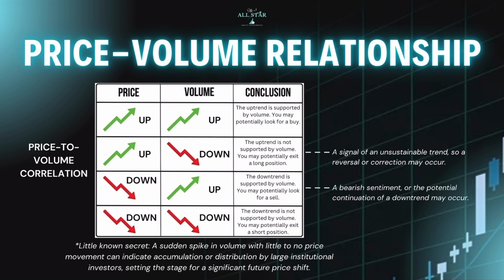Also, a little known secret is that if you ever see a random spike in volume with little to no movement, this may be an indication of accumulation or distribution by large institutional investors, and this sets the stage for a significant price shift. If you're unaware of what institutional investors are, they're basically large organizations like mutual funds and hedge funds, and they invest substantial amounts of money in financial markets. They often have a significant influence on whether the price is going to move up or down, due to the size of their investment and the access they have to extensive research and resources.